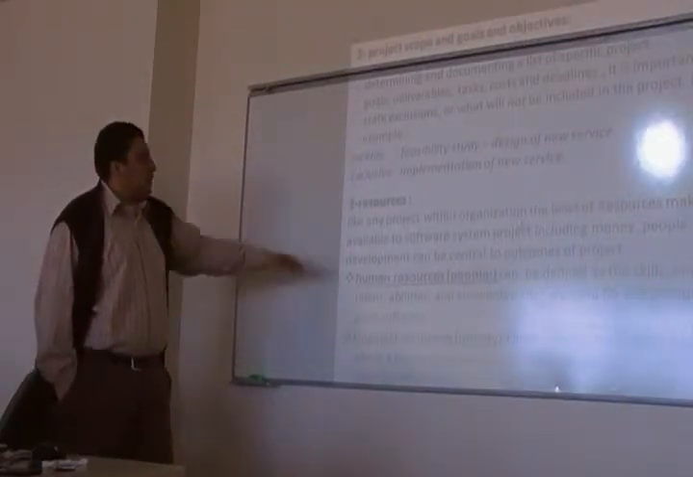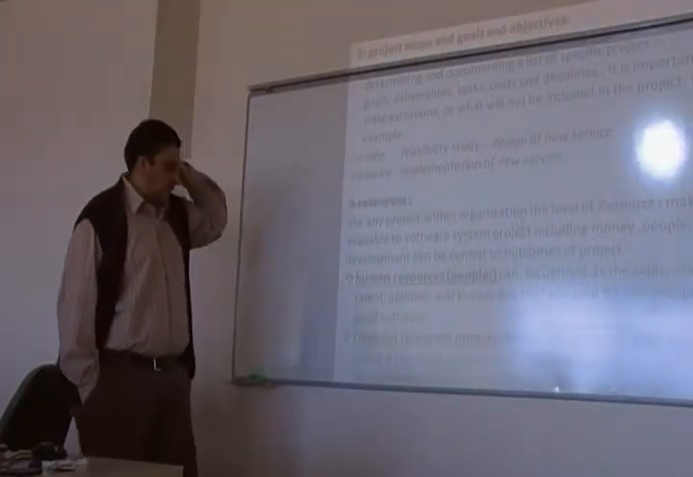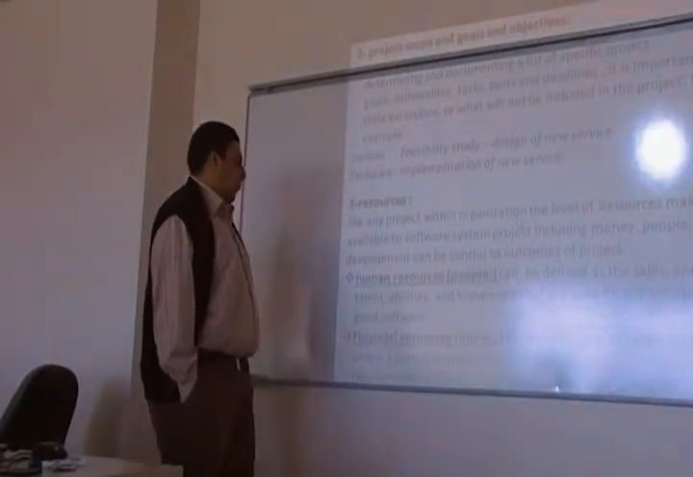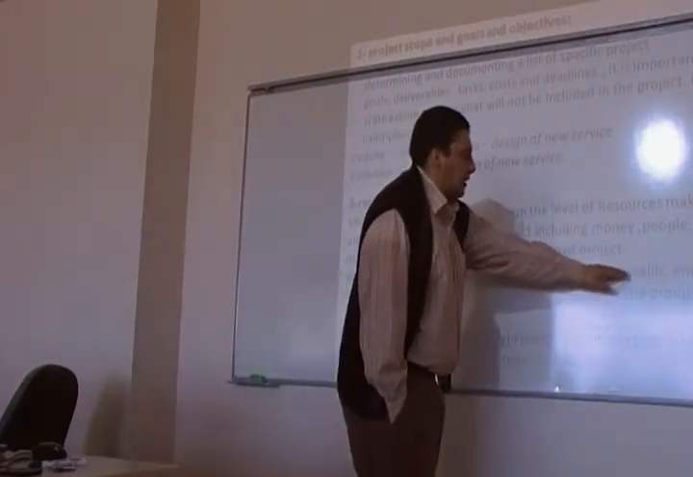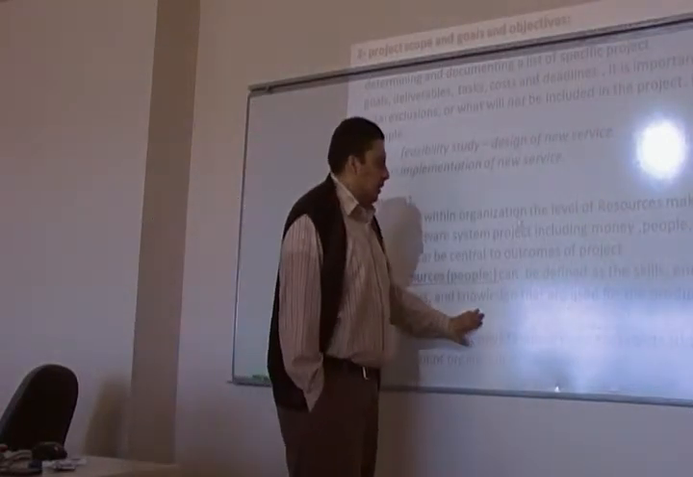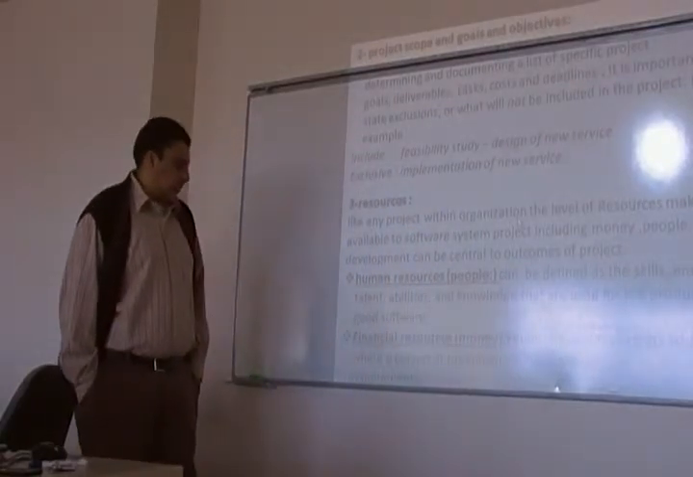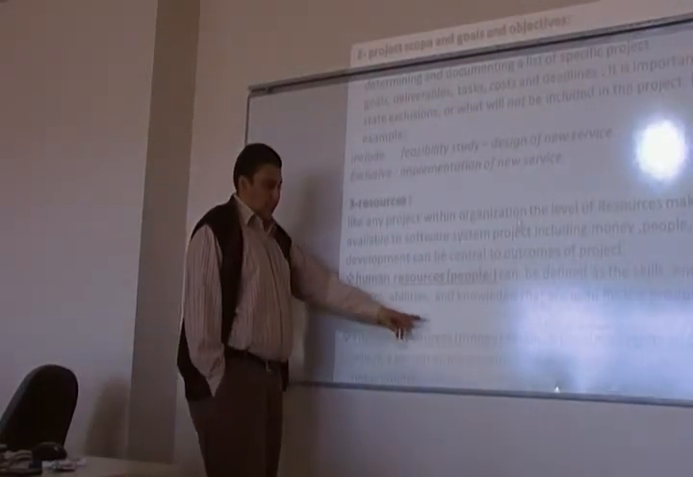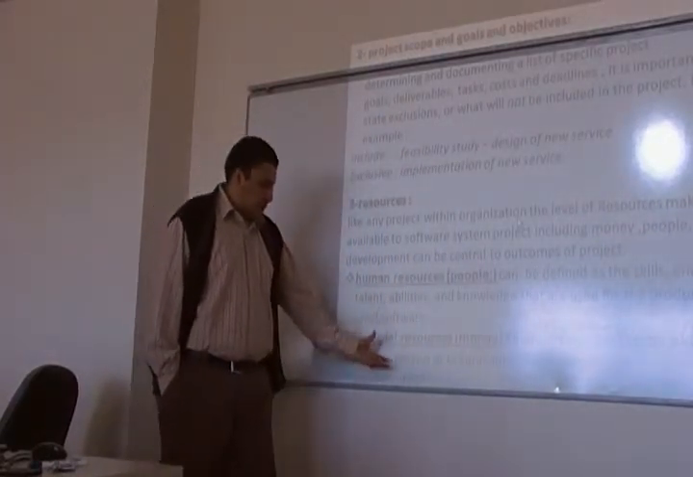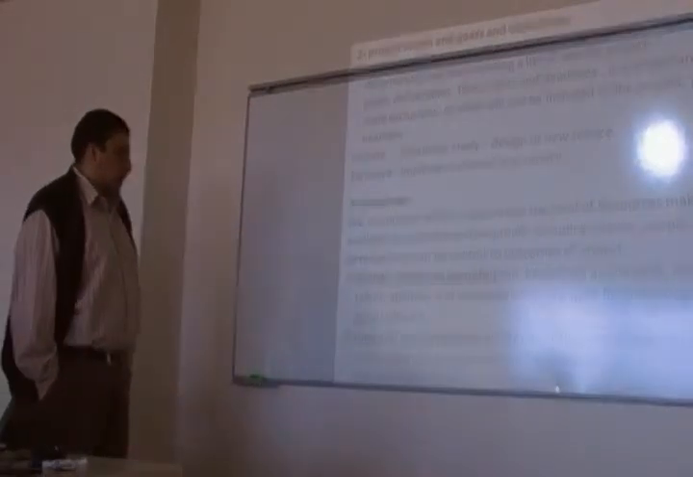Another factor, resources. There are three resources. Human resources, people, can be defined as the skill, energy, talent, ability, and knowledge that are used for the production of software. Financial resources, or money. Financial resources refer to a state, person, or organization having cash money to meet all their requirements.